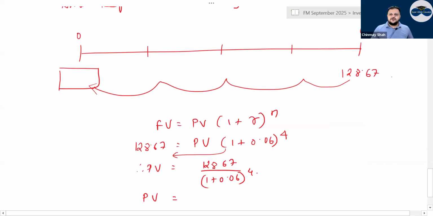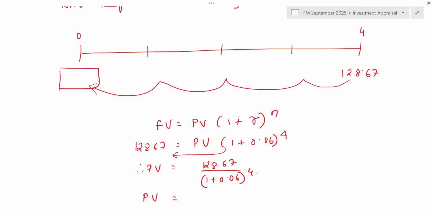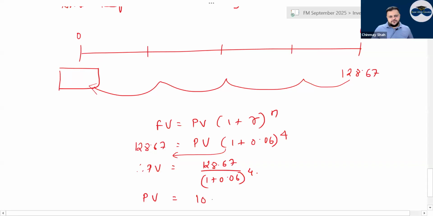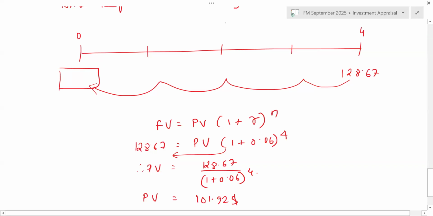Do it on your calculator. If you are using a normal calculator, put 128.67, press divide by, then type 1.06, then press equals 4 times. It comes to $101.92. Everybody getting it? Is it making sense? Yes, sir.